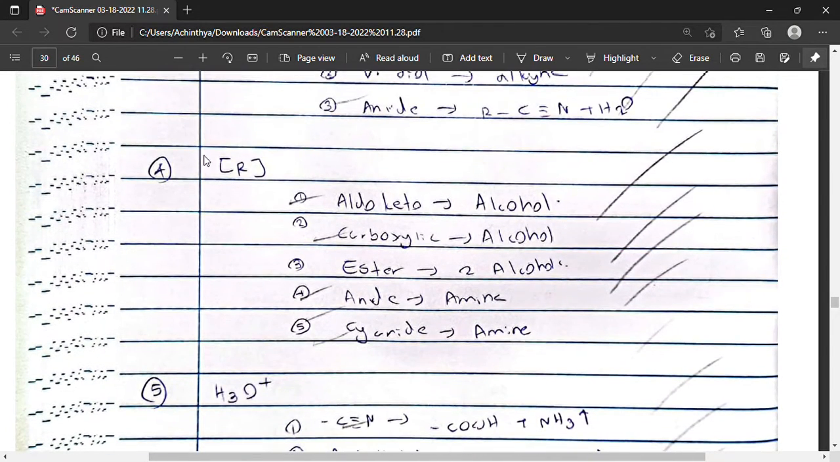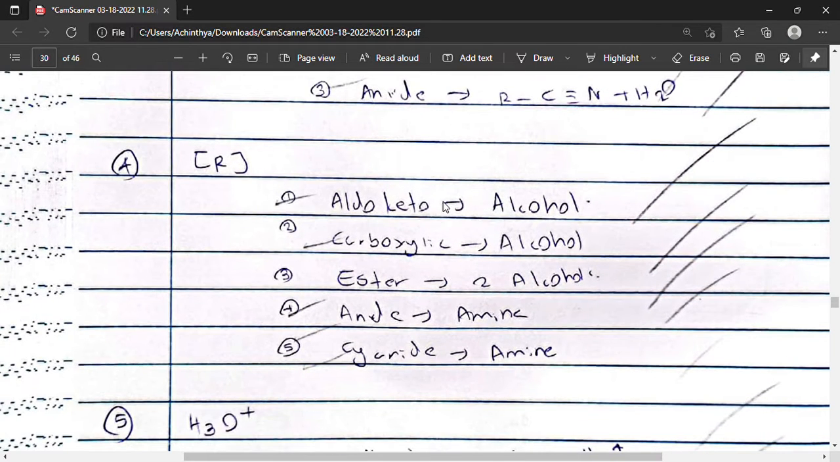We can use reducing agents like lithium aluminium hydride in dry ether followed by hydrolysis, or sodium borohydride in methanol, and we can hydrolyze with H plus and H2O. These are the reduction reactions which we can do. We can reduce aldehydes and ketones, carbonyl compounds, into alcohols. We can reduce carboxylic acids into alcohols.